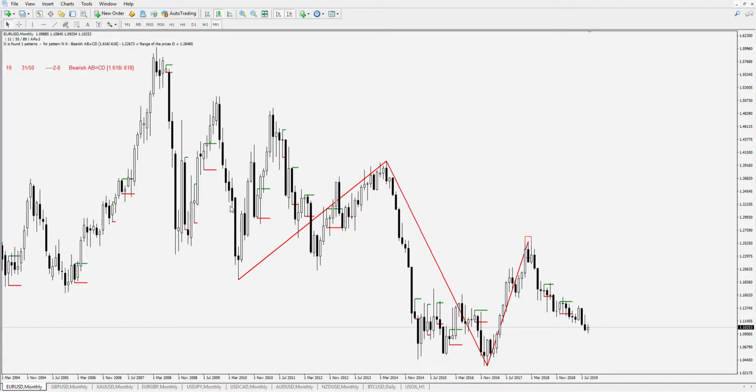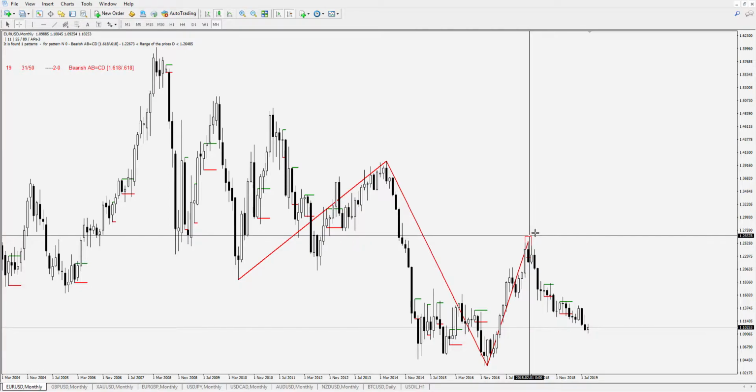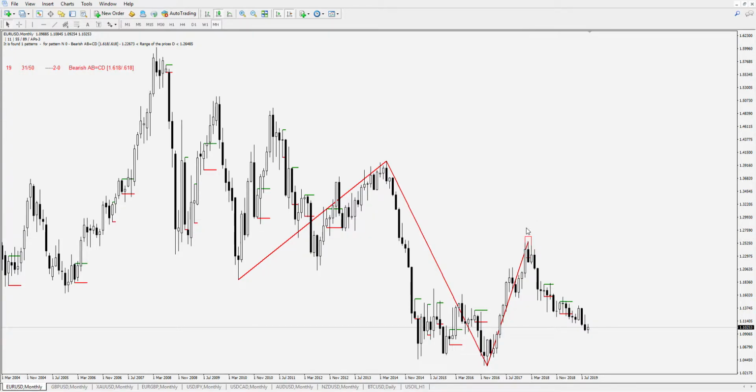FX forecast for the week beginning the 9th of September 2019. The Euro USD has a bearish ABCD on the monthly. As you can see, these green and red lines are inside bars on the monthly. So when I go through the time frames, I'll change them accordingly. But we see that this ABCD gets invalidated at 1.2643. So that's your resistance.